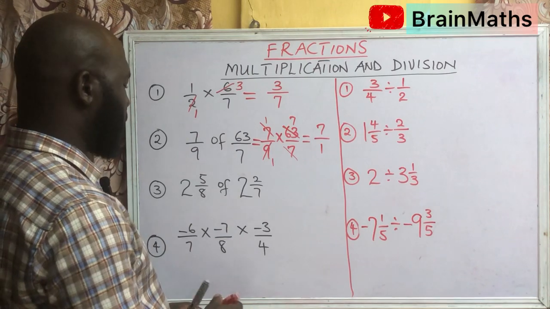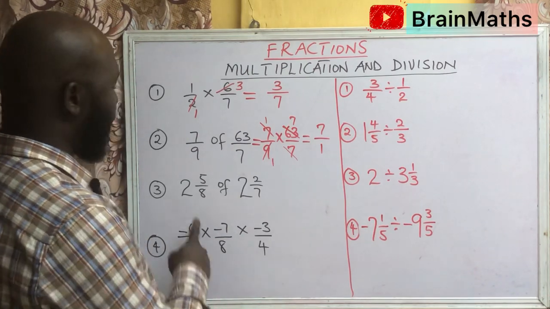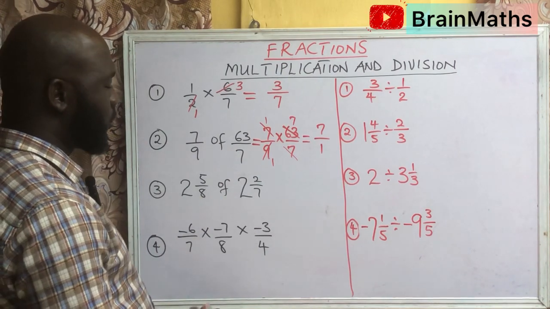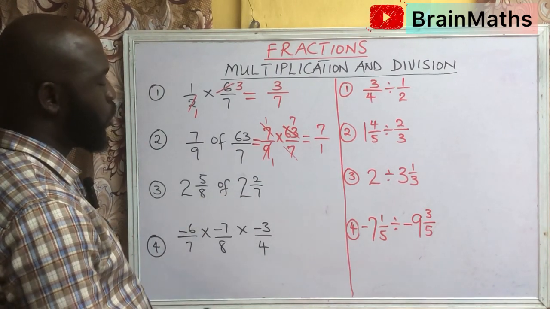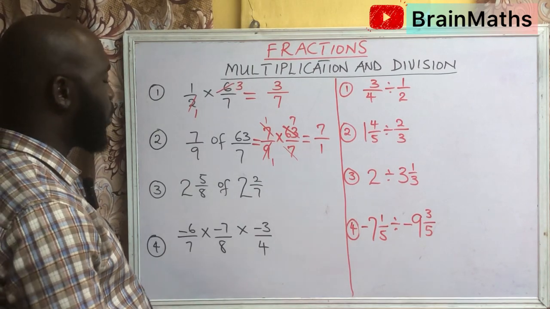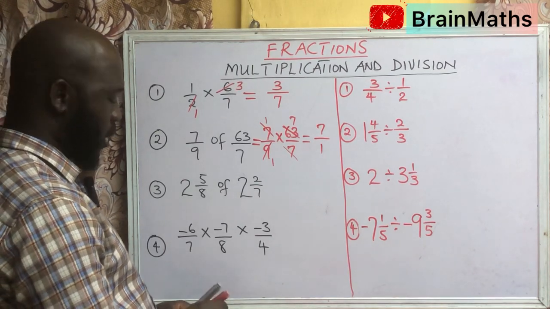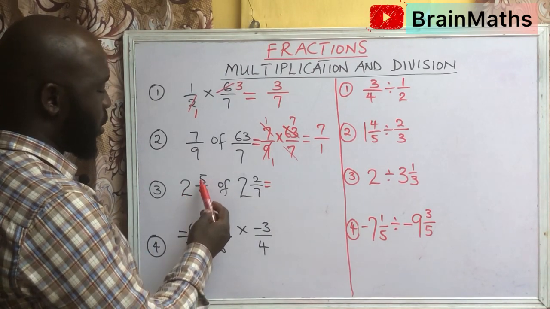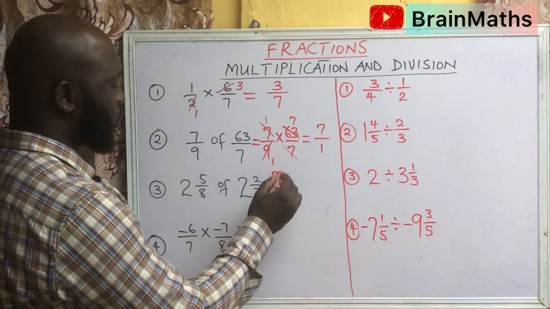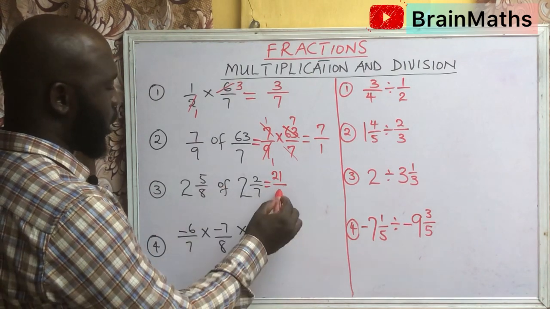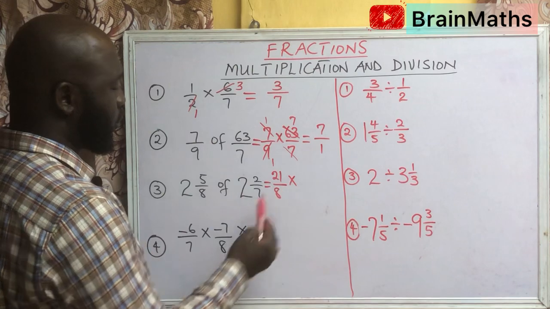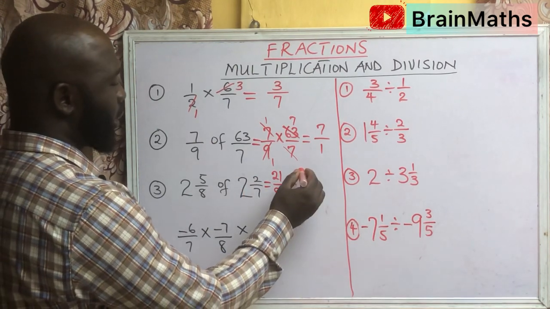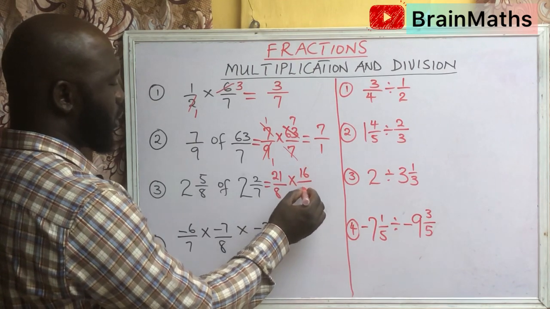Then the third one says 2 odd number 5 over 8 of 2 odd number 2 over 7. So in this case, the first thing we are going to do is to return them to their improper fraction mode. And that is going to give us 8 times 2, 16, plus 5, 21, over 8, and 7 times 2, 14, plus 2, that is 16 over 7.